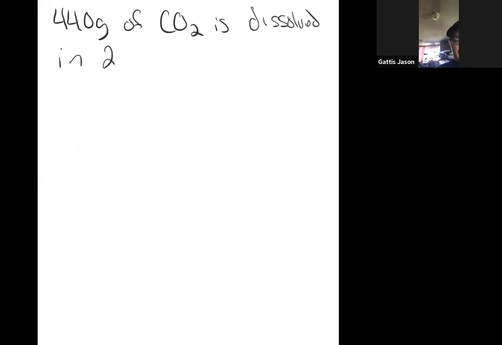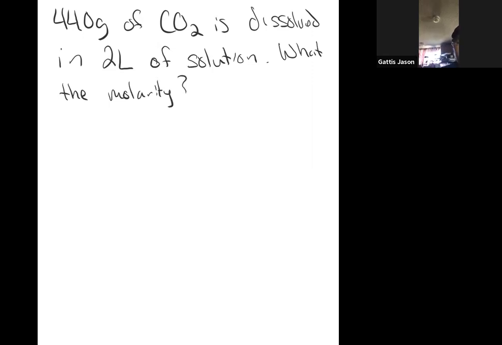440 grams of carbon dioxide is dissolved in 2 liters of a solution. This would be like a carbonated beverage, like a Coke or Dr Pepper. I say, what is the molarity? So M is equal to moles over liters. However, we don't have moles. We have a mass. If you recall back to when we started talking about moles, we can convert mass to moles using the molar mass.